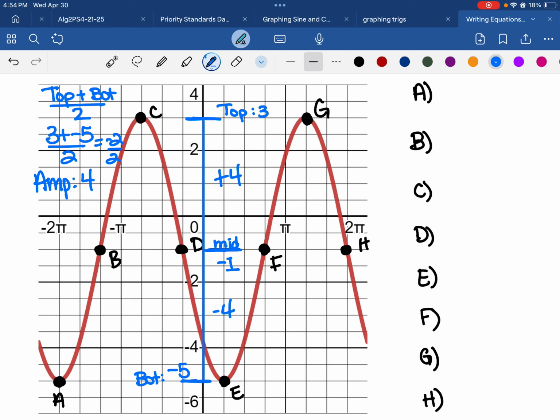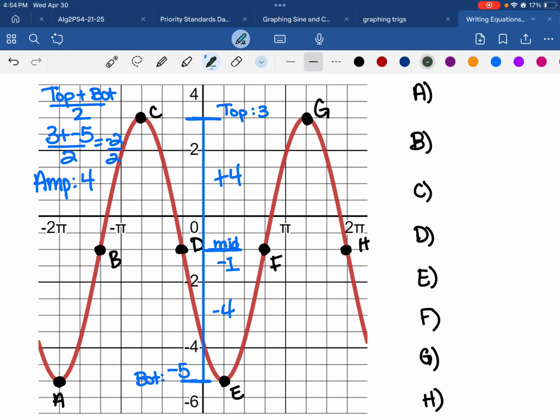So now the basis of my question is, do I have enough information? I have my amplitude, which is my first number. I have my last number, which is -1. It's my vertical shift. Now I just need to figure out the period, okay? To figure out the period, I'm going to find a start to an end. So I'm going to look at C to G.